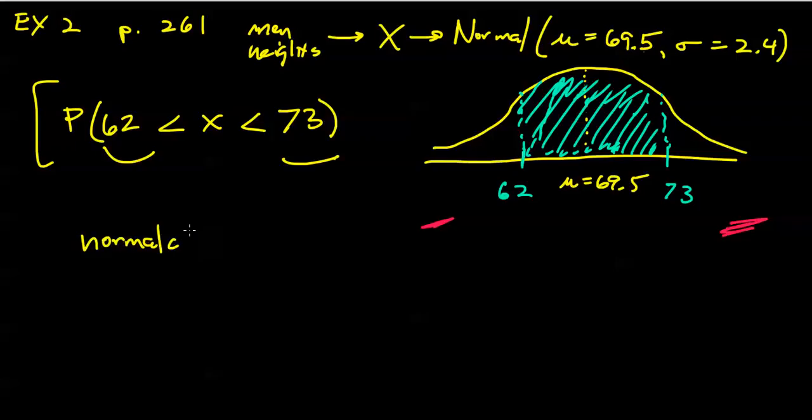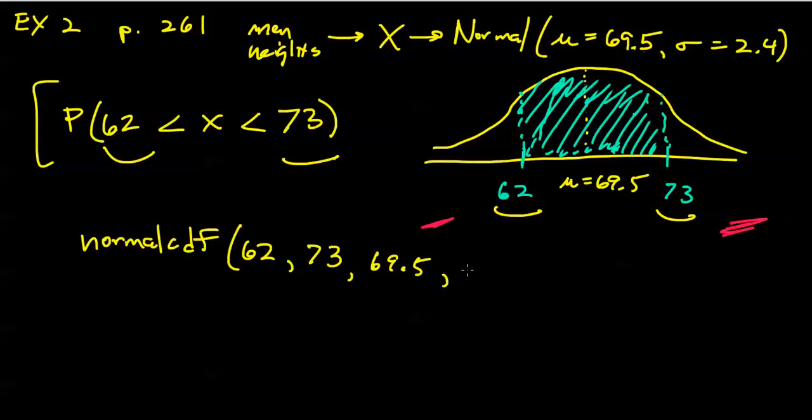You hit your second button, get your distribution menu. Normal CDF. 62 is my left bound. 73 is my right bound. And again, in the non-standard case, you've got to enter in your non-standard values for mean and standard deviation. Alright, so normal CDF, let me check it, 62, 73, 69.5, 2.4, and I punch it out, and I get 0.927.